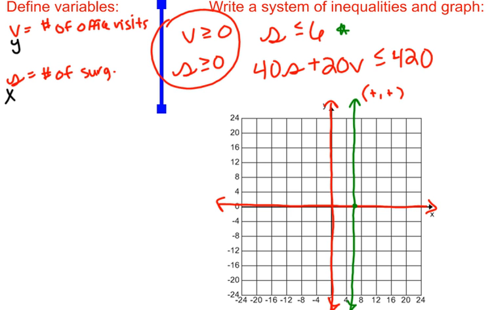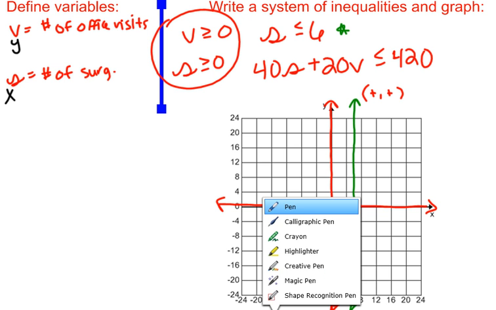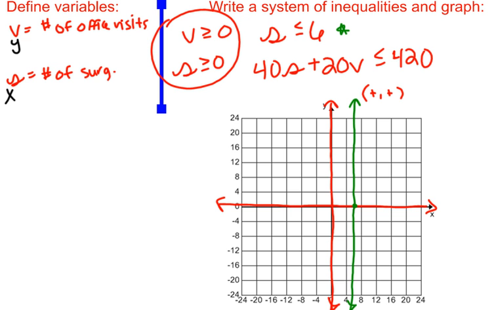I have that point right there where I started at 6. And that one says x is less than or equal to 6. So I'm going to shade x is less than or equal to 6. And that'd be this way.